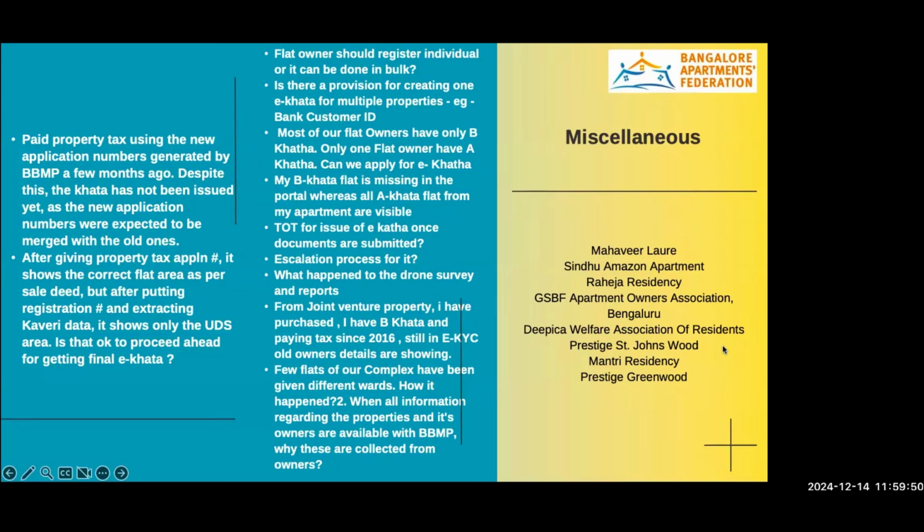Then we'll give you the procedure and process to amalgamate them. But at the time of getting e-Khata, if there are 4 or 3 or 5 properties, you'll get 4 or 3 or 5 separate e-Khatas. So you will not get a single amalgamated Khata.